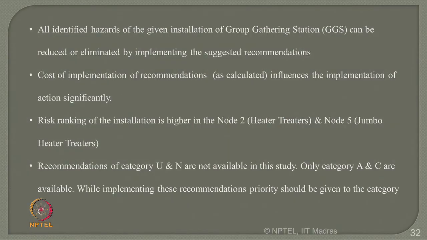In this specific example, we have understood that all identified hazards of the given installation in a group gathering station can be reduced or eliminated because there is no U category of risk involved. Cost of implementation influences the implementation plan accordingly. Risk ranking gives a very interesting idea, and the highest order in this case is at node 2 and node 5, which is jumbo heater treater and heater treater, because these are the areas where the focus of risk reduction should be done by the plant. Recommendations of U and N category in this case are not available in this study, only A and C are denoted, therefore the plant is safe.